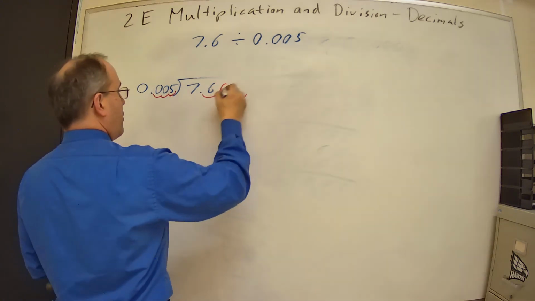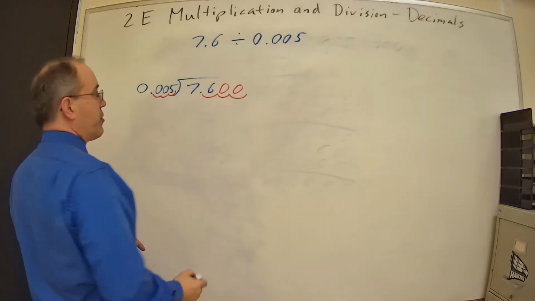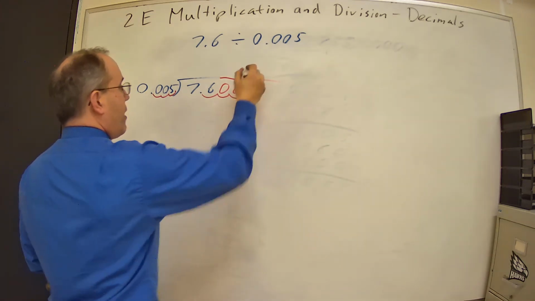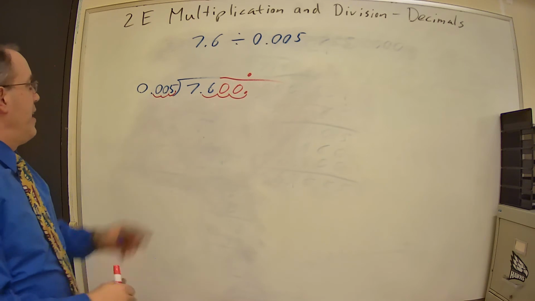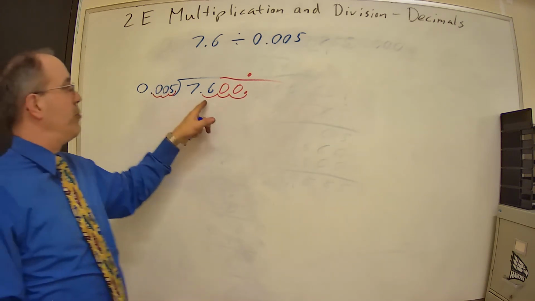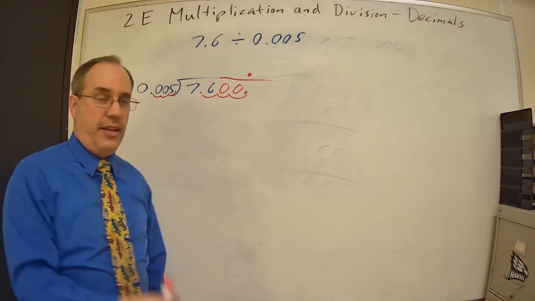Well, first of all, that means we're going to put some zeros in there. I'm going to extend this, and I'm going to put my decimal point right there. I moved this one over 3 places to get it to be a whole number. I'm going to move this one over 3 places to get it to a whole number.